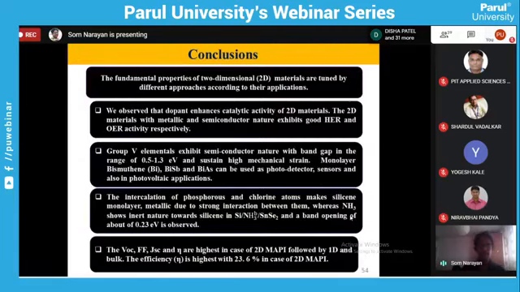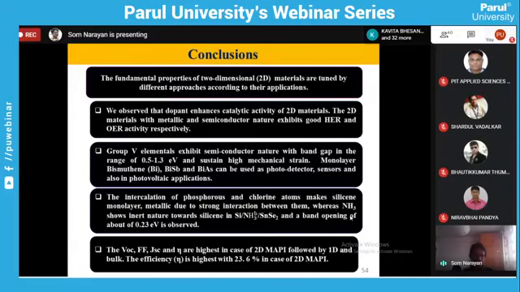So these are the conclusions: the band gap of 2D materials is indeed enhanced with doping, and their catalytic activities are enhanced with doping. In the case of HER, a metallic material is good.